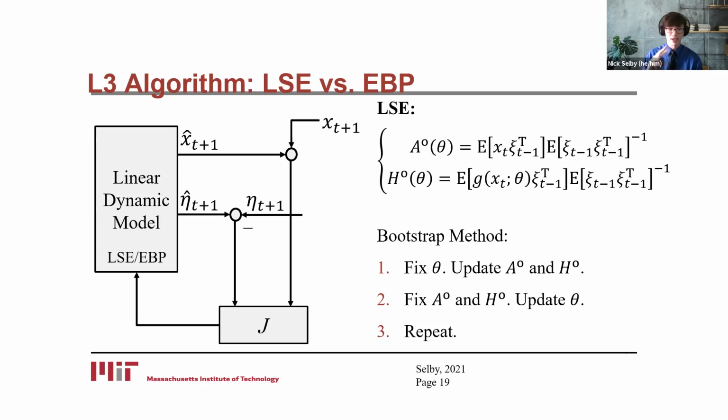And the reason we have to update them back and forth instead of just doing them all at once is because if we're using this least squares estimate for the linear dynamic models A and H, these matrices A and H are going to be functions of theta, which would make the gradients with respect to theta very, very complex. That's why we have to fix theta and use this bootstrap method if we go with the LSE route.